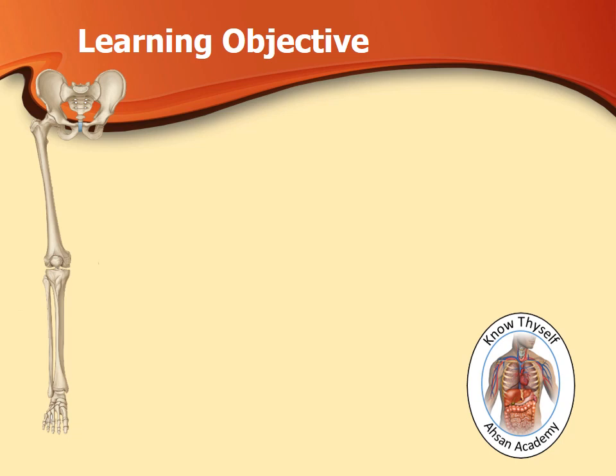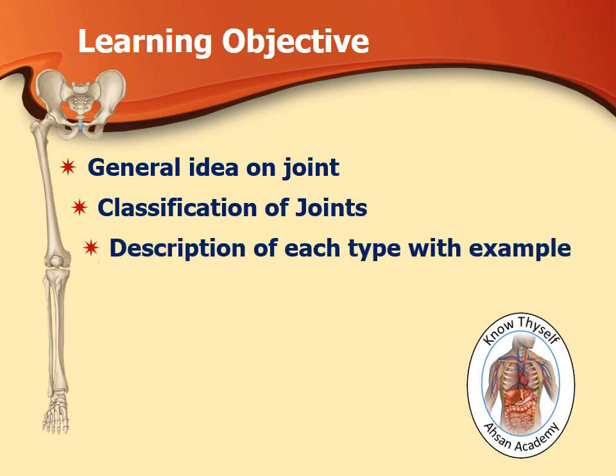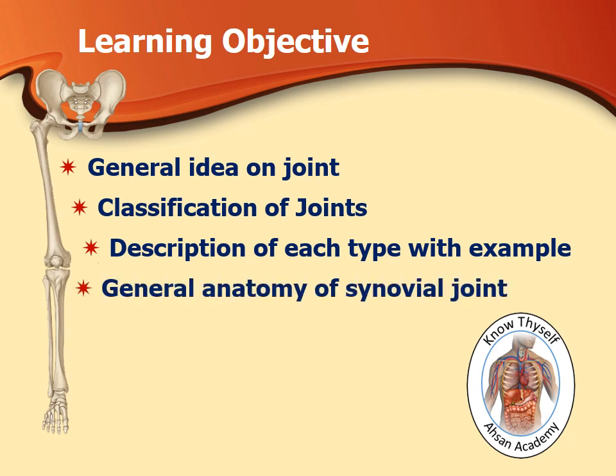Let me fix the objectives. We'll discuss the general idea on joint. We'll classify the joint. I will describe each type of joints with example, and finally the general anatomy of synovial joint will be discussed. Other two types of joints will be discussed in the subsequent part of the video.